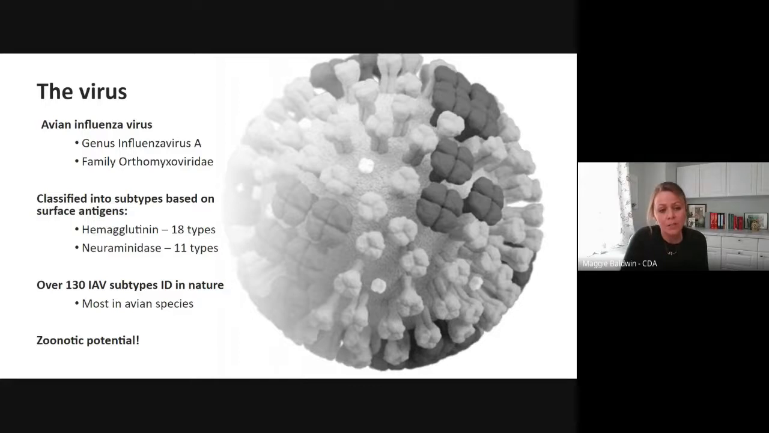So there's over 130 influenza subtypes identified in nature, and most in avian species. So again, a reminder that avian influenza, depending on the subtype, can be zoonotic. And that's why it's really important that we engage our public health partners and everybody understands the precautions that you all should be taking in the field with suspected cases.